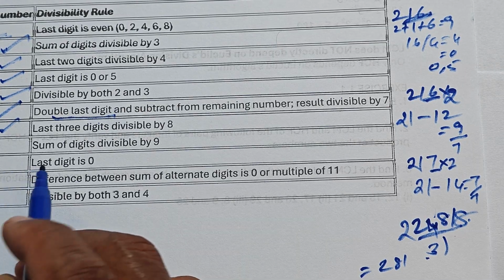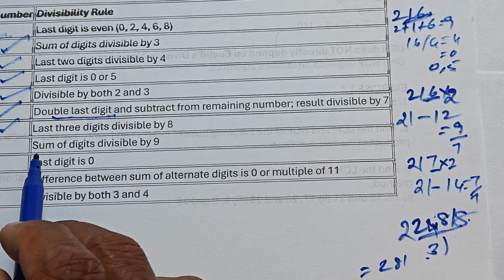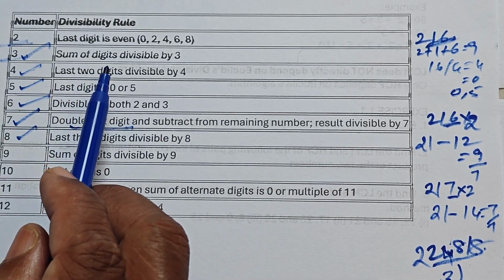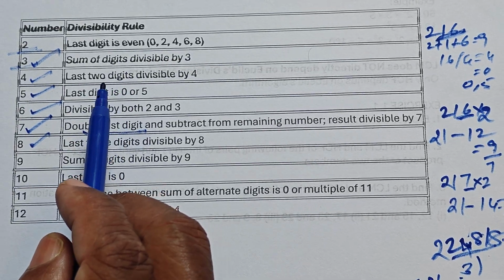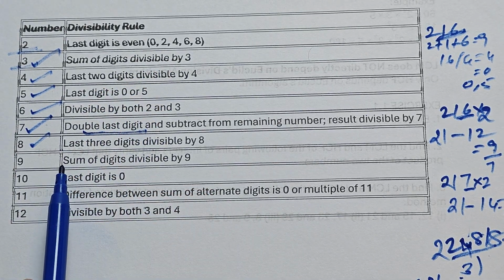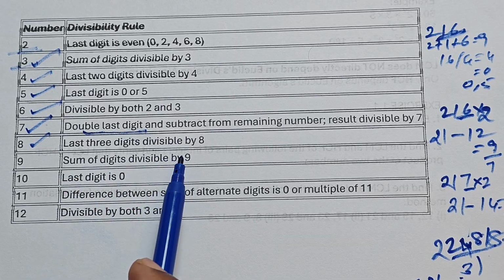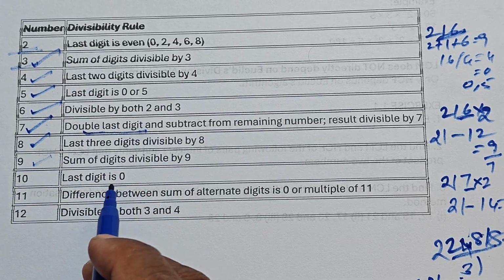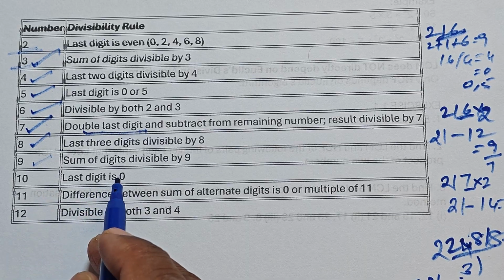Similarly, divisibility rules for 9, sum of digits. Here also we have done sum of digits. In case of 3 we have done a sum of digits, which should be divisible by 3, but in case of 9, sum of digits should be divisible by 9. Okay, next, divisibility rule for 10, last digit should be 0.